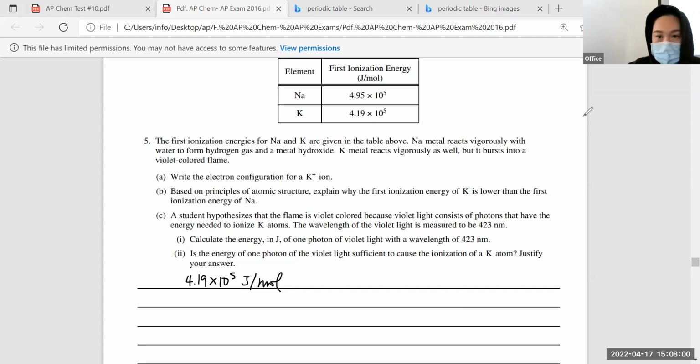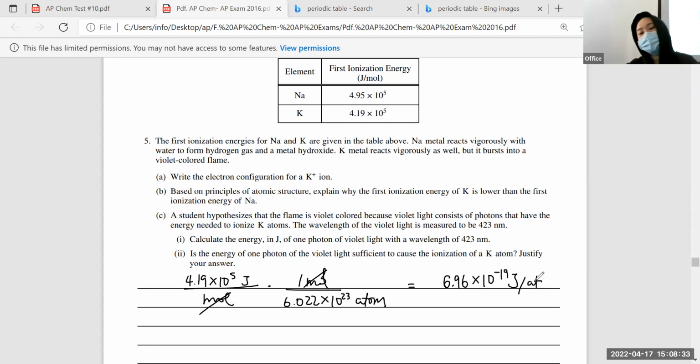One atom, right? So this is silly. Joules per mole, right? Well, one mole has 6.022 times 10 to the 23rd atoms, right? So this cancels out. And I get 6.96 times 10 to the negative 19 joules per atom. So what that means is to ionize one atom, I need 6.96 times 10 to the negative 19.